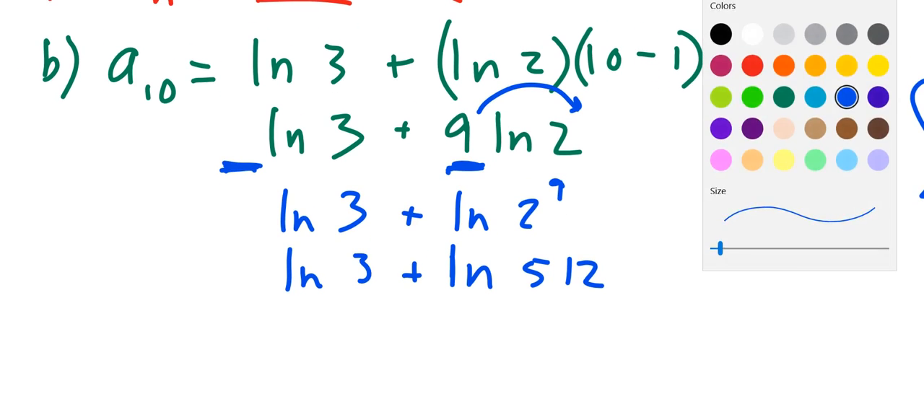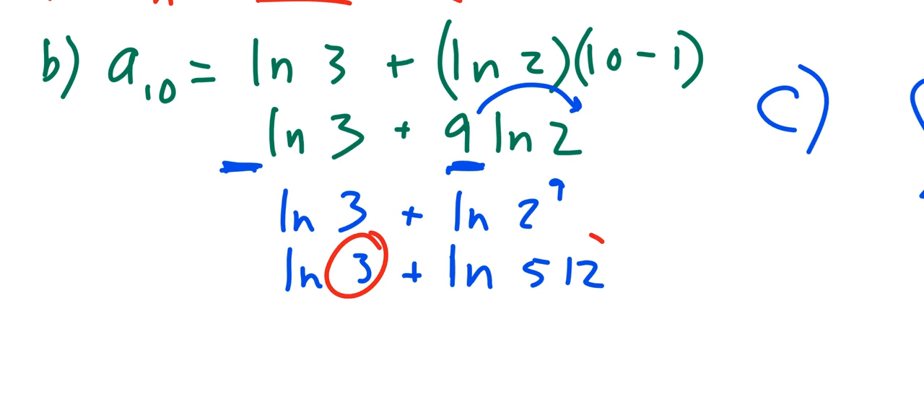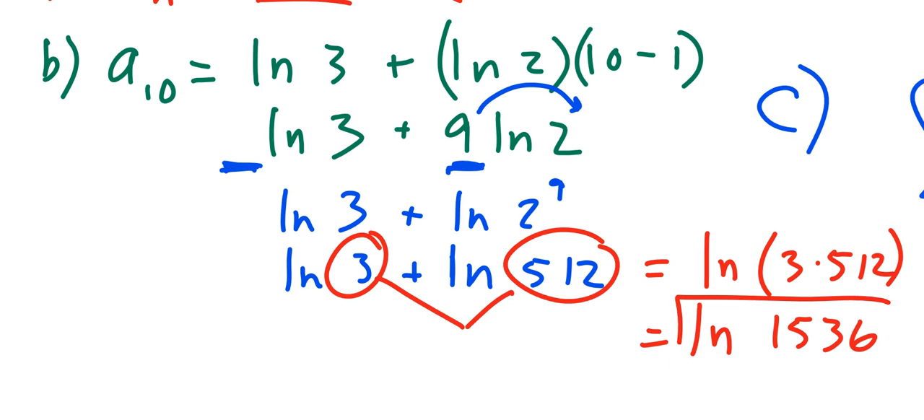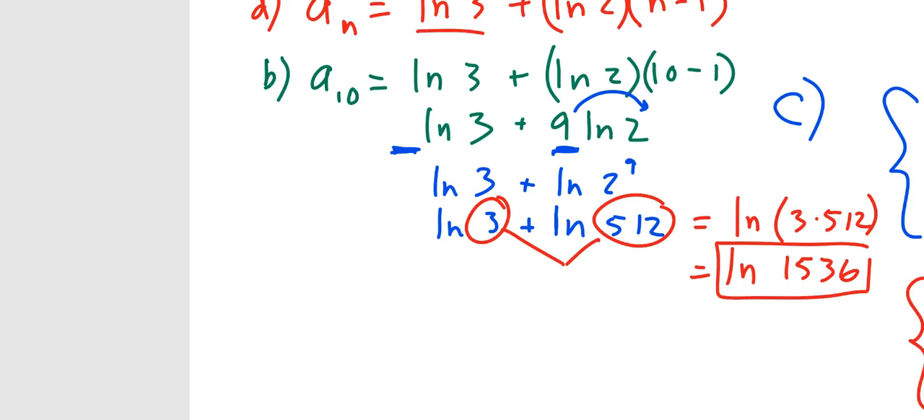All right, now what can I do with those two numbers? Because, as Beyonce would say, make it a single log. So that would be the natural log of 3 times 512, right? 3 times 512, so like 1536. That's the 10th term in my list. That is so cool. I like that question.